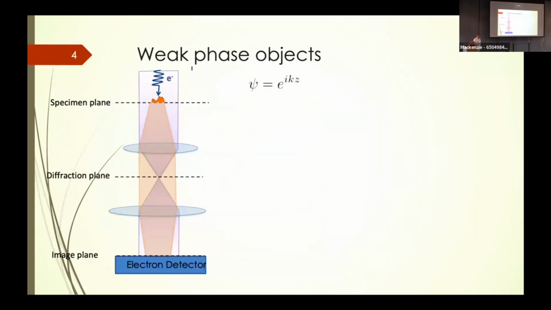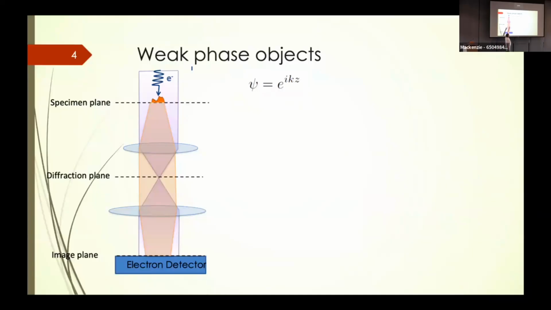Let's look at the problem a little bit. Because of the weakness of the scattering cross-section, biological specimens are what's called weak phase objects. That means they hardly absorb the electron at all, and that means that a perfect image has 0 contrast, okay? What they do is phase shift the electron wave function.